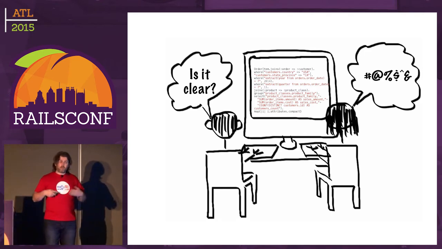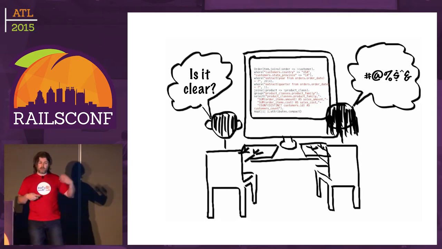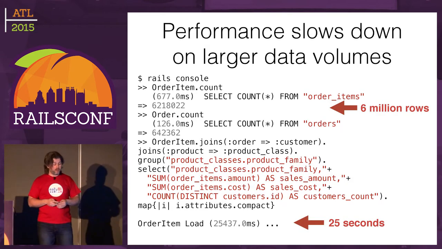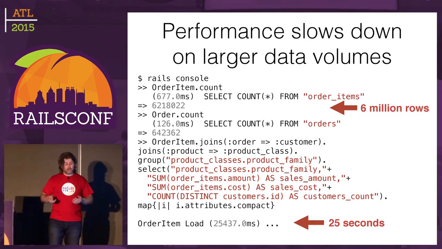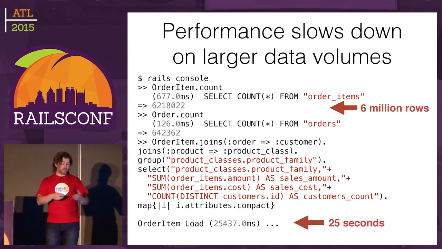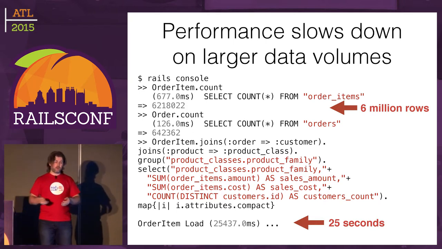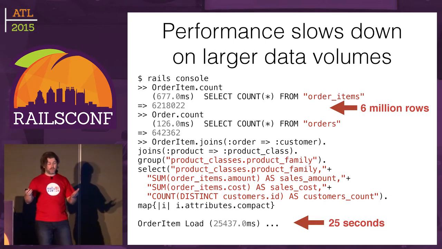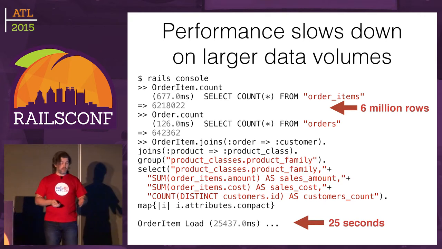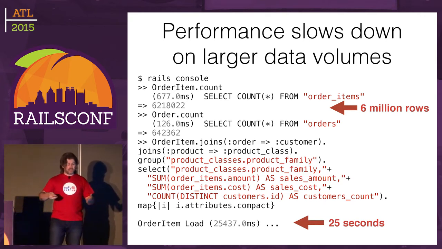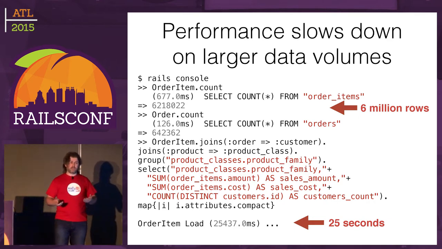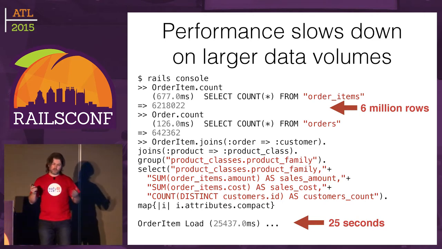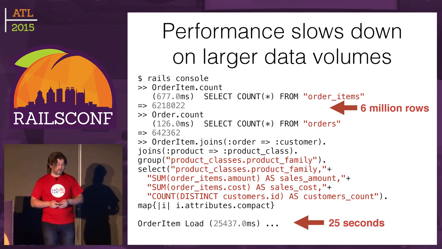As well as our business is doing pretty well, and the amount of orders and order items is growing. And we noticed that when we need to do some aggregated queries on large data volumes, for example, we copied some production database to our local computer, and we got some 6 million lines in the order items table. And if we didn't add any conditions, just wanted to aggregate sales amount, sales cost, and number of unique customers, it took 25 seconds to do that, which is not quite good for ad hoc queries.